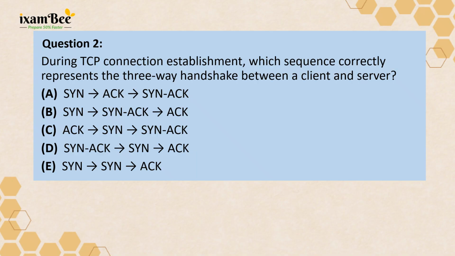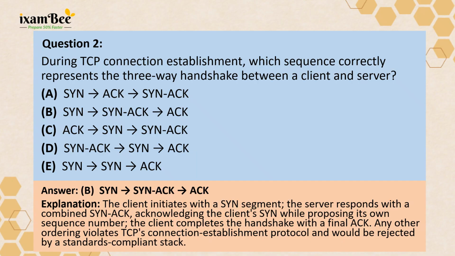Now let us look at question 2. During TCP connection establishment, which sequence correctly represents the three-way handshake between a client and a server? Here, the correct answer is option B. Walk through this the way it actually happens on the wire.